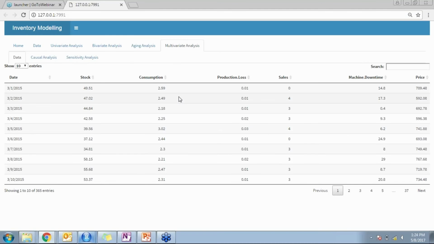Now we move to the multivariate analysis, which in a way is the most important part of the analysis, because it shows how multiple variables, when they come together, affect the dependent variable, which is stockpiling here. It starts with the raw data that we have, the different variables we have considered, as well as exogenous and endogenous variables.